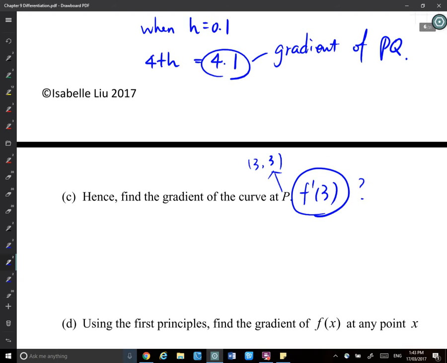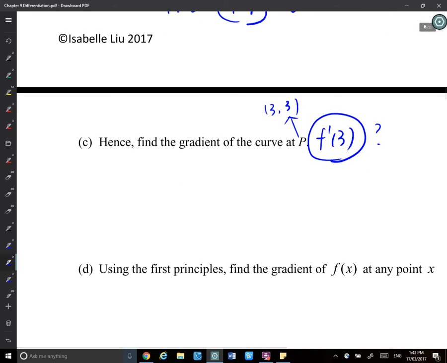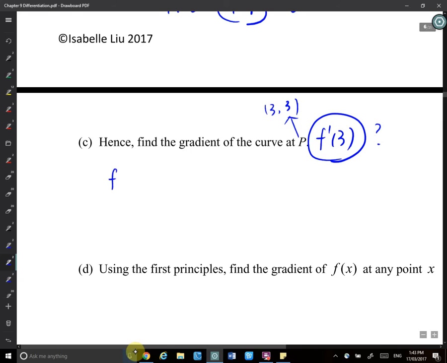Okay, by using first principle, another good thing is I can change x to any value. So I want to work out f dash 3, right? That will equal lim h approaching 0 of f(3 plus h) minus f(3) over h.